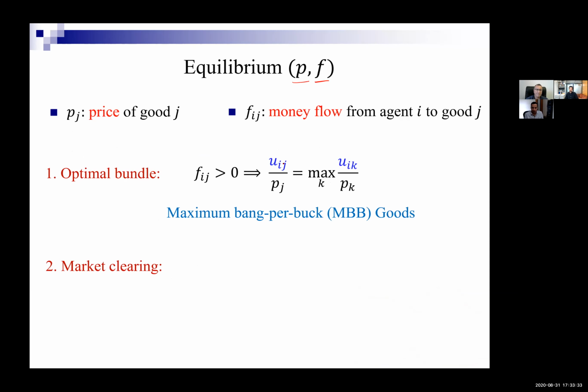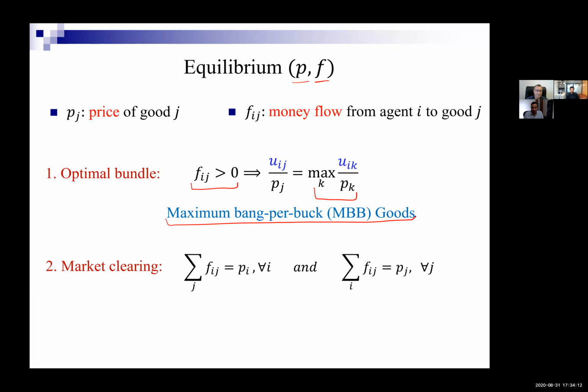Let's first understand what we mean by u_ij over p_j. u_ij is the utility for the entire unit of good j, and u_ij over p_j is the rate of utility per dollar of money. If you are purchasing this good, you want to purchase it only if it gives you the maximum rate of utility, because you want to maximize the utility function. These are called maximum bang per buck goods, because you want to purchase only the goods which have the highest rate of utility. So this is the optimal bundle condition for every agent.